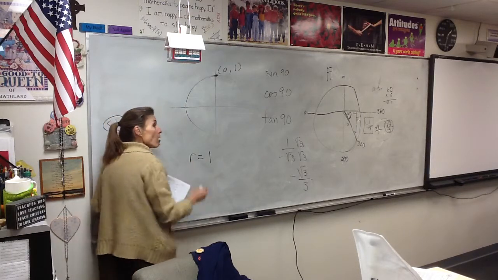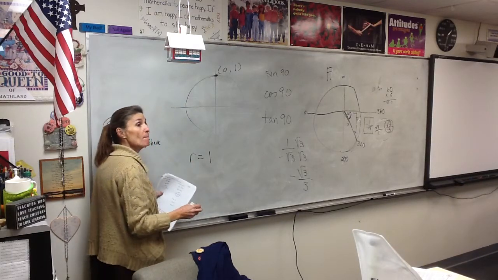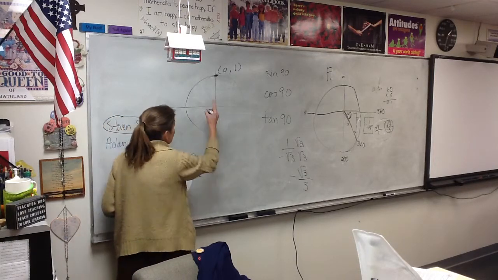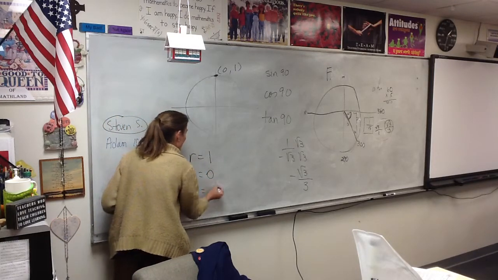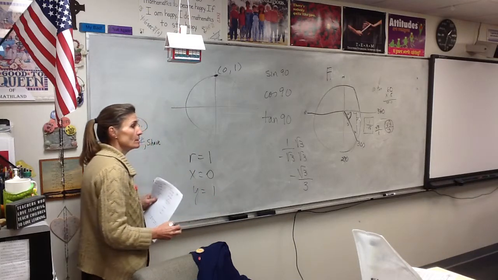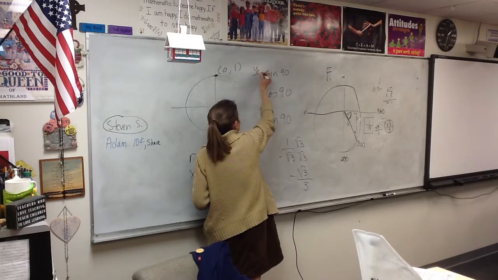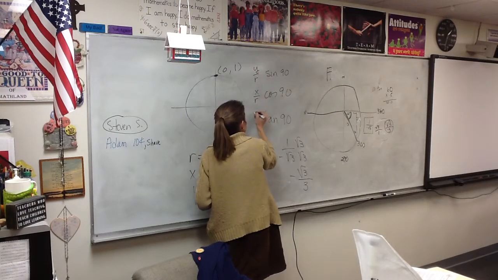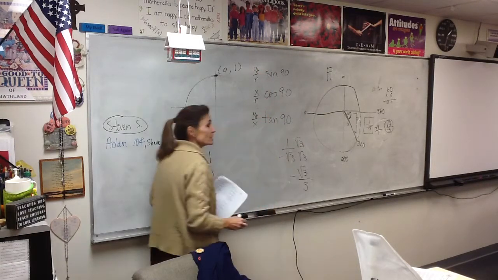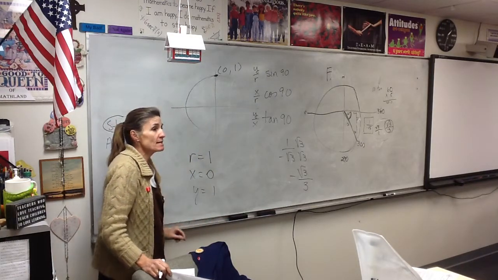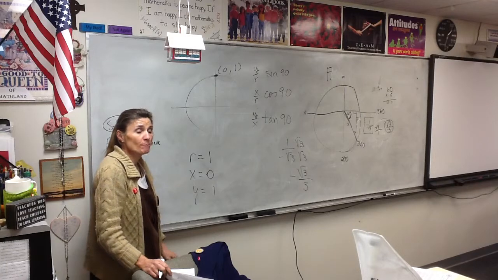So we're going to arbitrarily, that means make it up, let the radius be 1, and then x will be 0, and y will be 1. Now we will remember that sine is y over r, cosine is x over r, and tangent is y over x. This is not the first time you've seen that. It's in your notes. Should be.